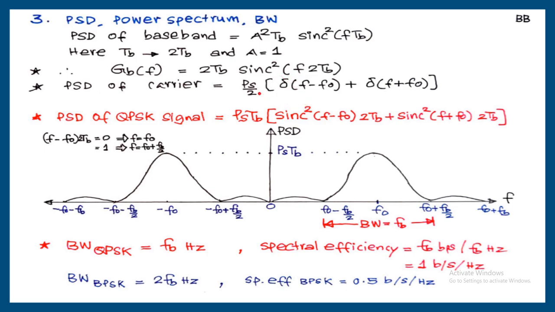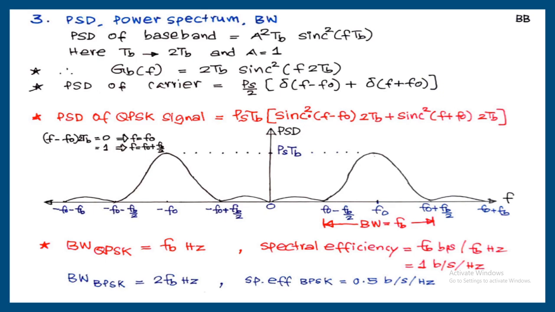Similarly, the convolution between these two signals gives sinc squared((f plus f naught) 2TB). So that's the PSD of the QPSK signal: PS TB [sinc squared((f minus f naught) 2TB) plus sinc squared((f plus f naught) 2TB)].